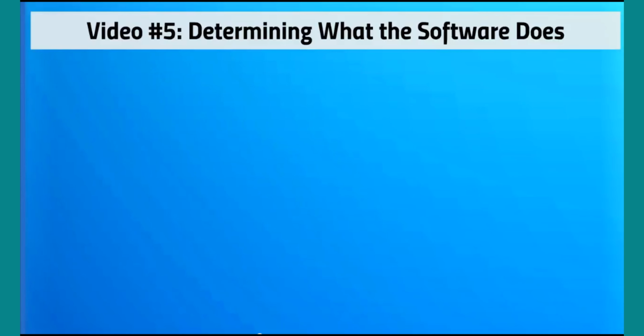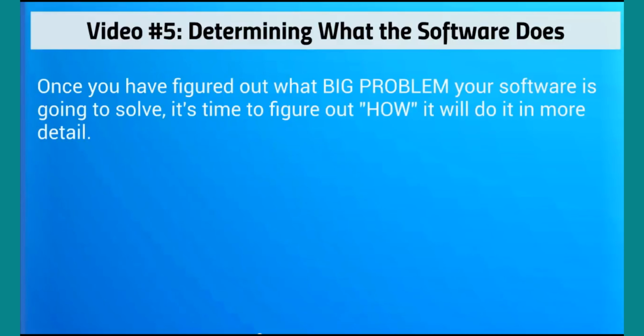Okay. So welcome to video number 5. Let's determine what the software does. Once you've figured out what big problem it's going to solve, it's time to figure out how it will do it in more detail. In the previous video, we figured out what the solution was, basically how frustrated your consumer would be with the problem and how happy they would be with it solved.